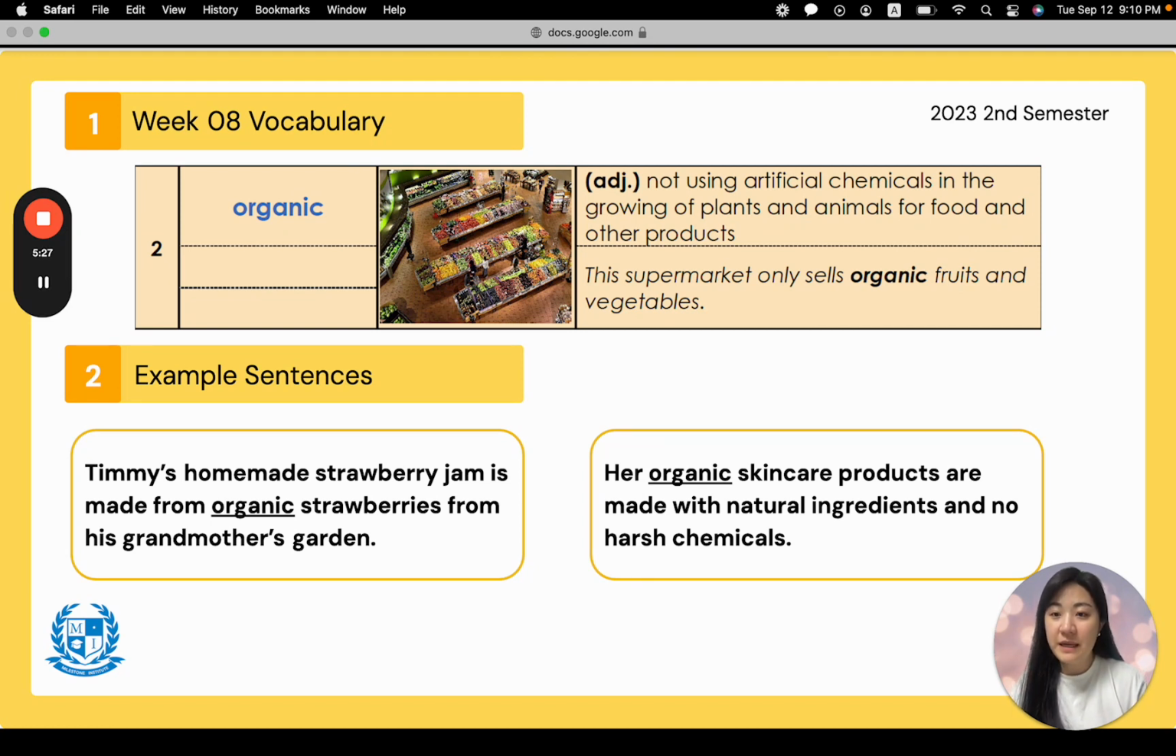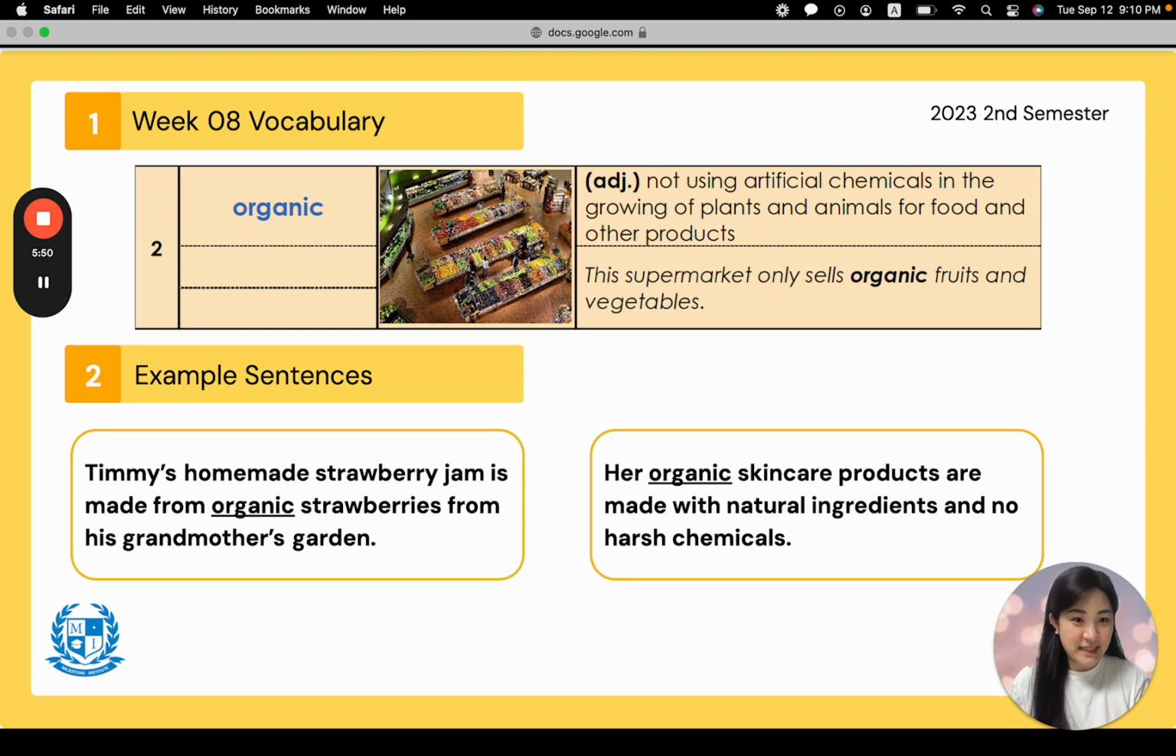Example sentence 1 at the bottom says, Timmy's homemade strawberry jam is made from organic strawberries from his grandmother's garden. So his grandmother was growing strawberries in her garden, and these strawberries had no chemicals on them. So they're nice and fresh, and Timmy made jam out of it.